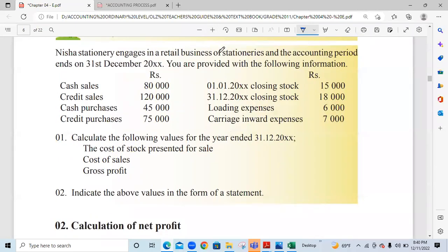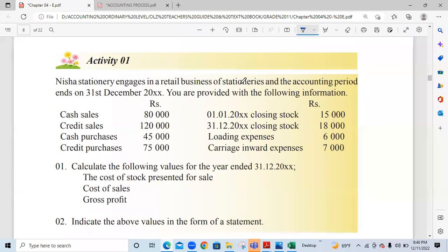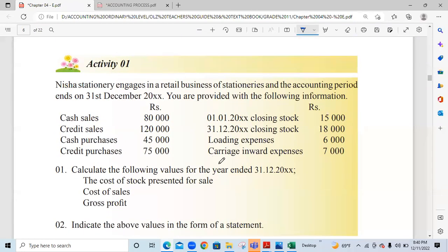Carriage outward is a distribution expense. It's not a purchase related expense. Carriage inward is only purchase related. Carriage outward is a distribution expense.